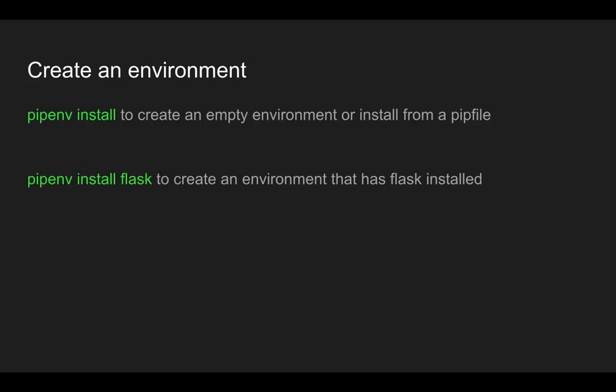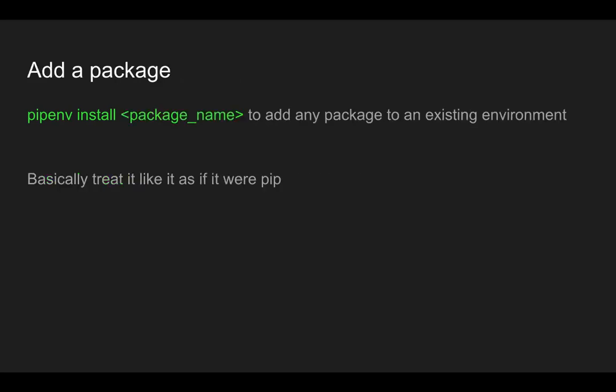When you're creating an environment, you can also pass in packages that you want right from the beginning. So if you know that you're going to be using Flask, you can just run pipenv install Flask. It'll create your virtual environment and install Flask all at the same time. When you go to add a package, it's the same. It's just pipenv install, and you give the package name, and you treat it as if it was pip, and it puts everything into your virtual environment all the time, whether or not you're actually in the environment itself.